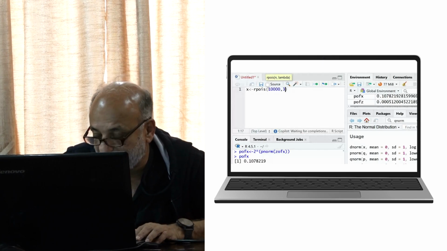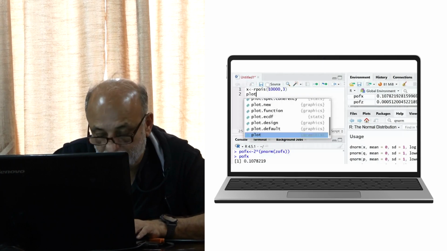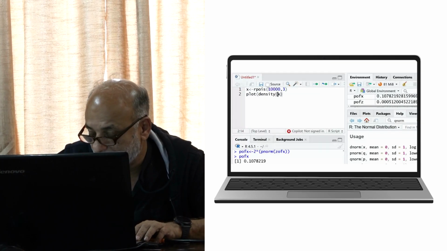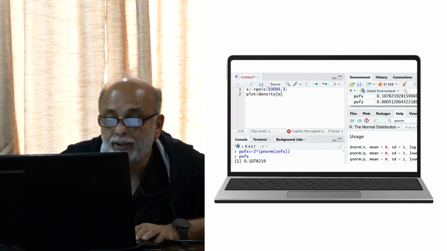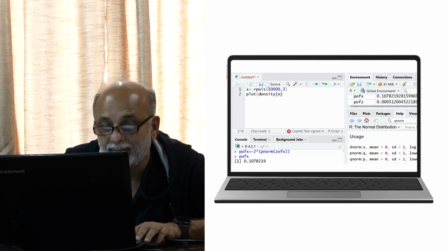And if I now just say plot density of x, so first calculate the density of x and then plot the density of x.